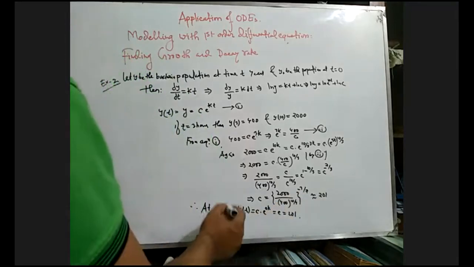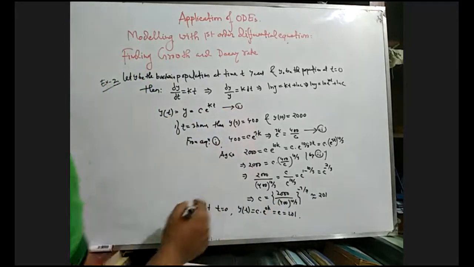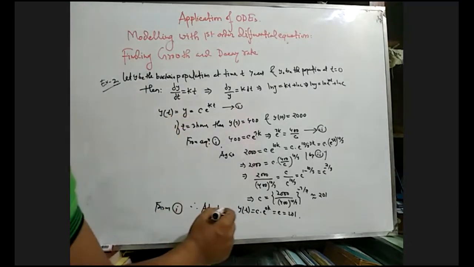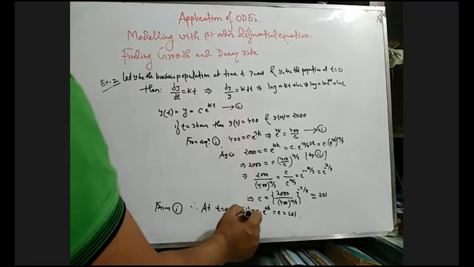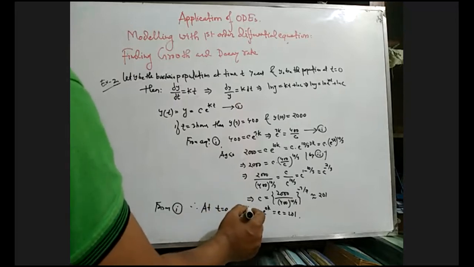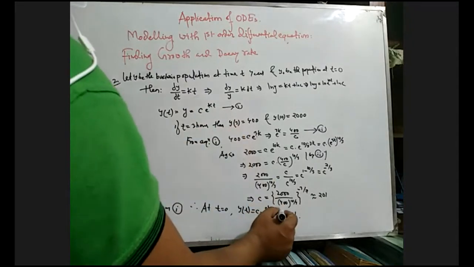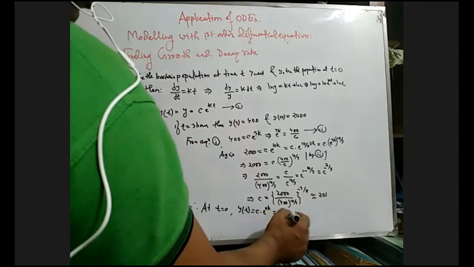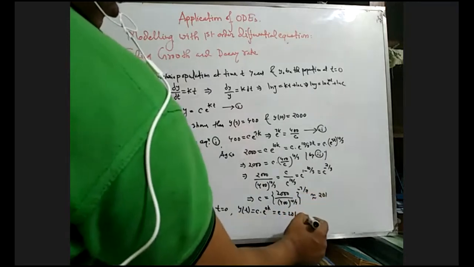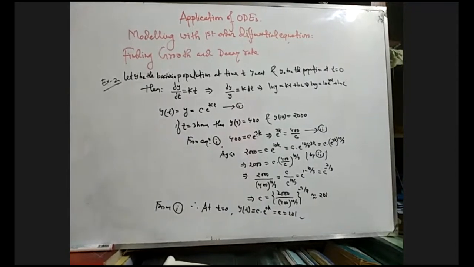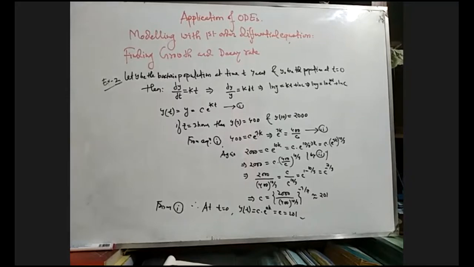That means at time t equals 0, from equation 1, yt equals the initial number of bacteria. So c into e to the power 0k. E to the power 0 means 1, so it equals c. And c value is 201. So this is the actual result: the initial number of bacteria population.